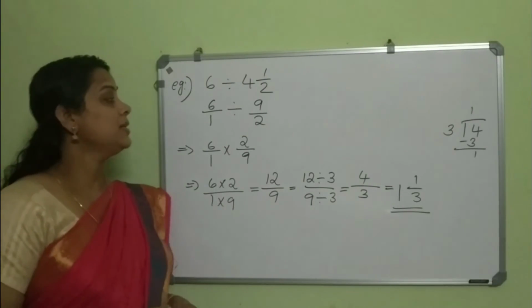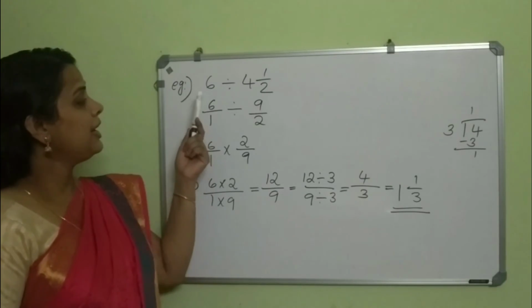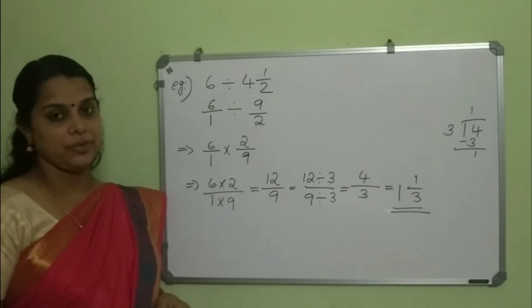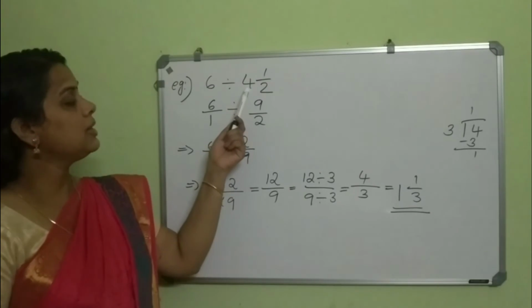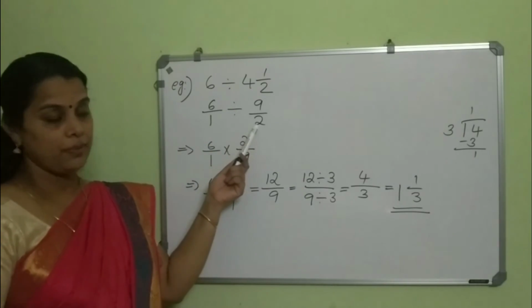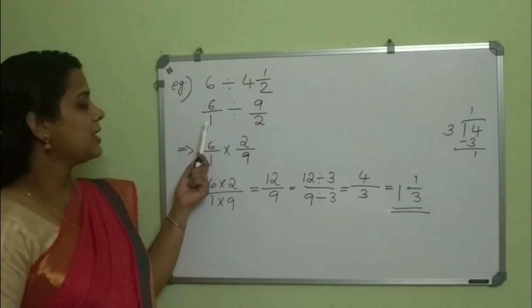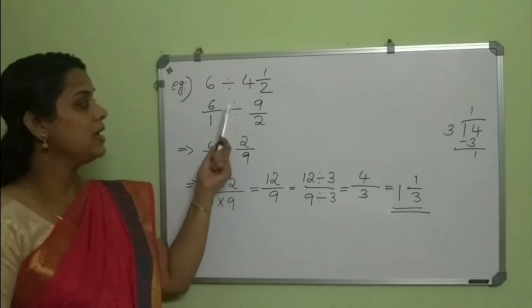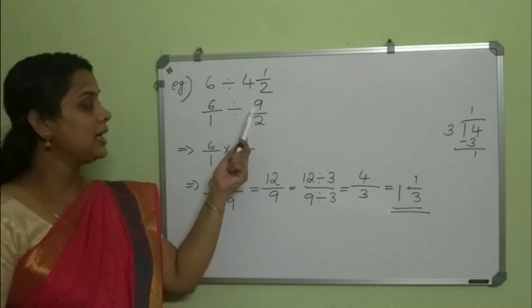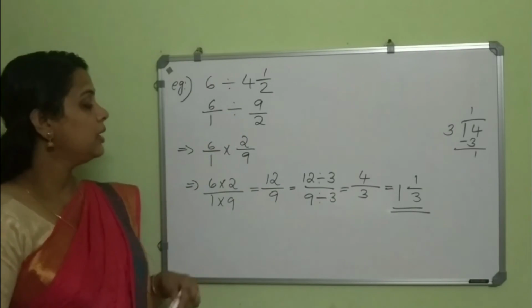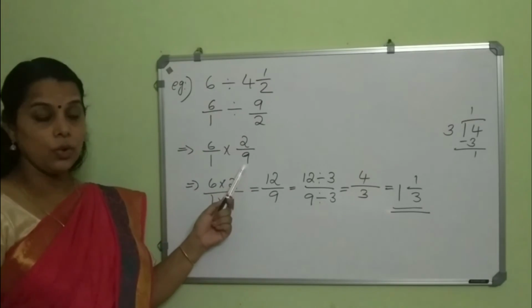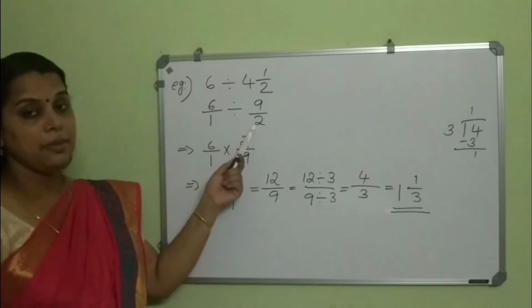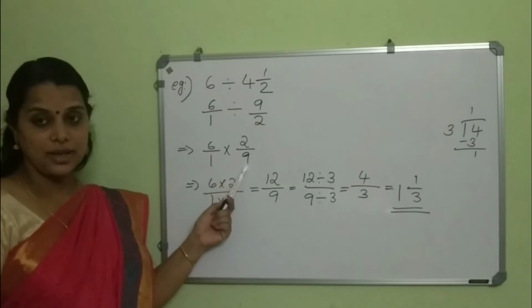Now we will discuss how to divide a whole number by a fraction. Here the fraction is a mixed one. So we need to change the mixed fraction into an improper one. We can write 6 as 6 by 1 divided by, changing this fraction into improper, 9 by 2. Now 6 by 1 into 2 by 9. How? The reciprocal of 9 by 2 is 2 by 9.